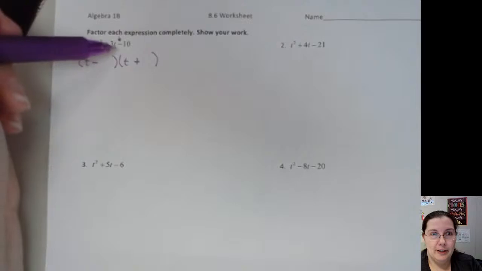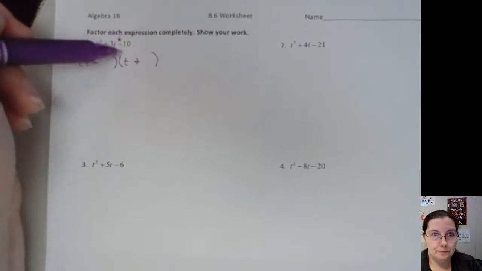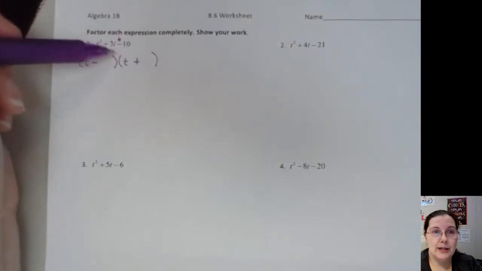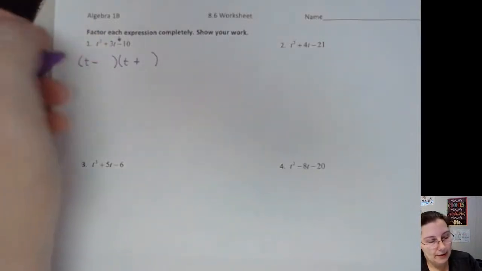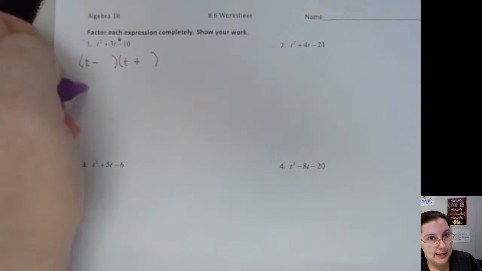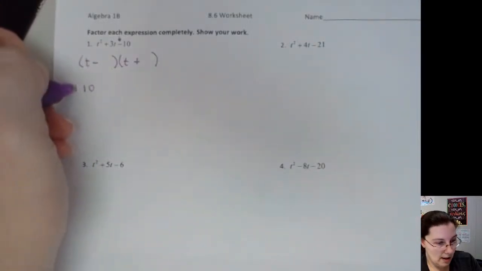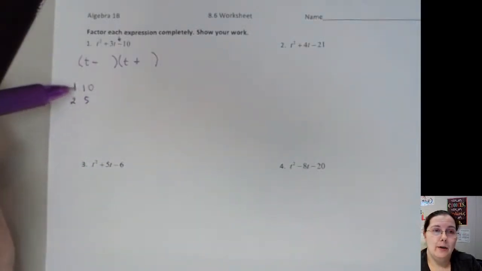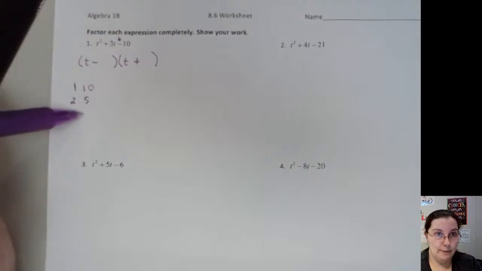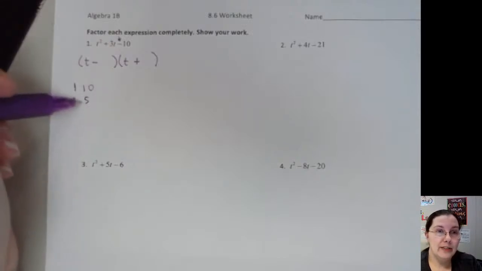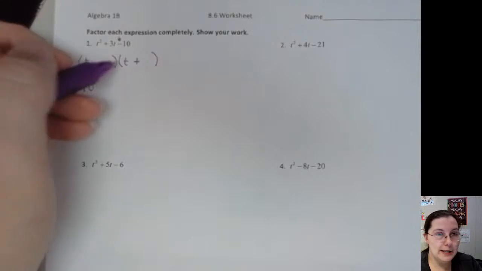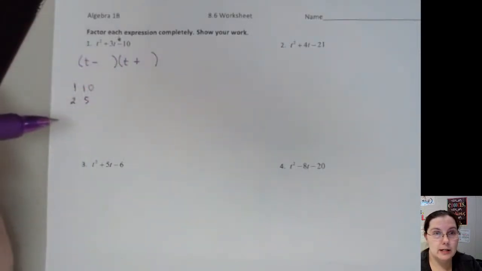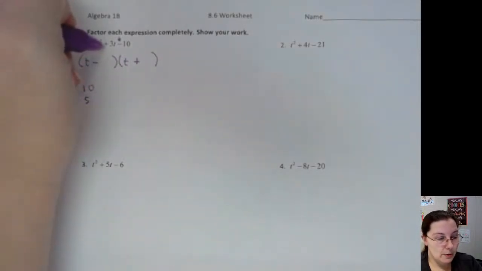Now the next thing we need to figure out is which factors of 10 are going to either add or subtract to 3. I know I have 1 and 10 for factors. I also know that I have 2 and 5, and that's it. So 2 and 5 are the numbers that I need to go with. To know which one needs to go in which place, there's an easy rule for that.